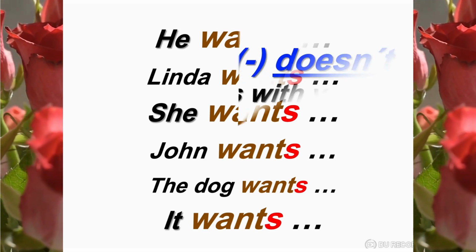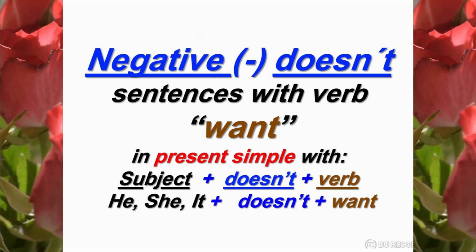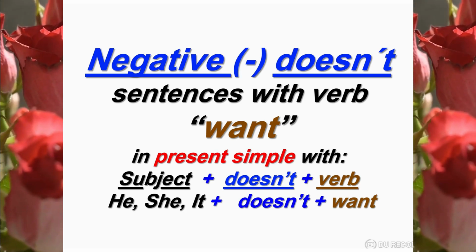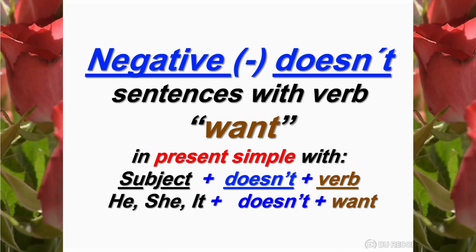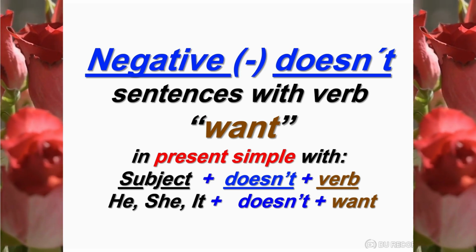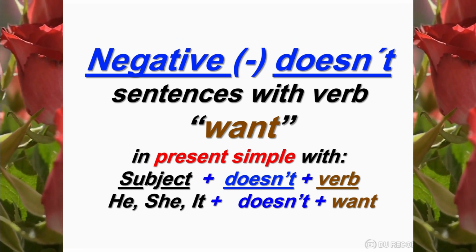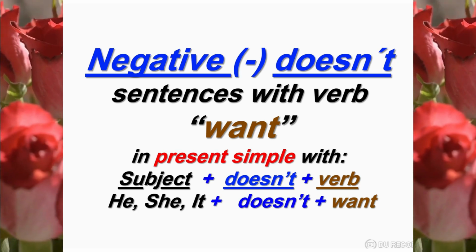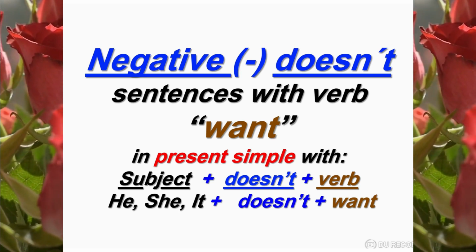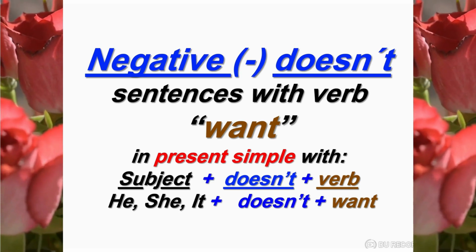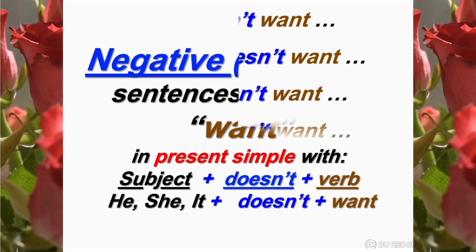Let's go to the negative form. The rule of the negative form is subject plus doesn't plus verb. He doesn't want. She doesn't want. It doesn't want. So want with doesn't takes no S, even if it is with he, she, and it. If you say to me, he doesn't wants, it's not correct. So with doesn't, the verb is in the infinitive. It doesn't take S.